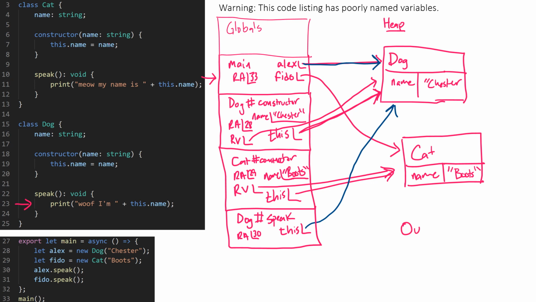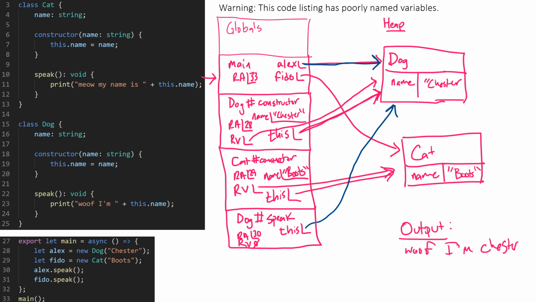And so my output is going to be woof, I'm, and then we're concatenating this dot name. So this, we follow that reference, and then we look at the name property, which is going to be Chester, right? At the end of a method call that's void, we return nothing. So my return value is going to be nothing. And we would jump back to where we came from, which was line 30, and we've just completed line 30. We're now ready to process line 31.